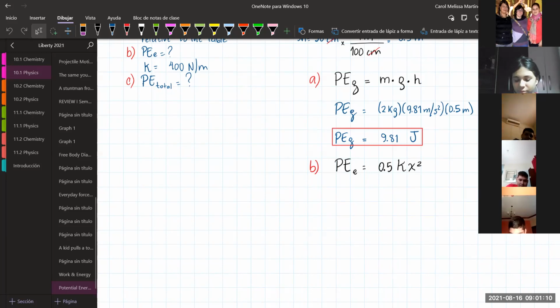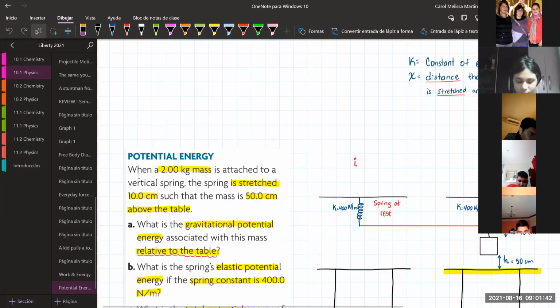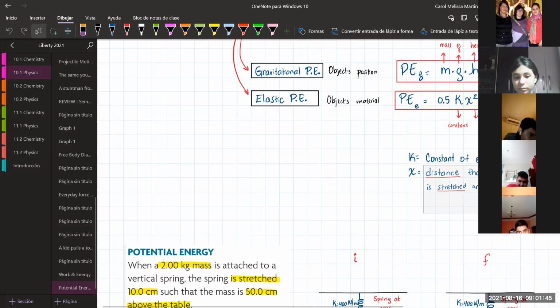Okay, I have my formula over there. 0.5 is part of the formula, k is given in the problem, and the stretch distance is also given in the problem, so we can apply the formula. K is the constant of elasticity, which is here, 400 Newton per meter. X is the distance that the object is stretched or compressed.